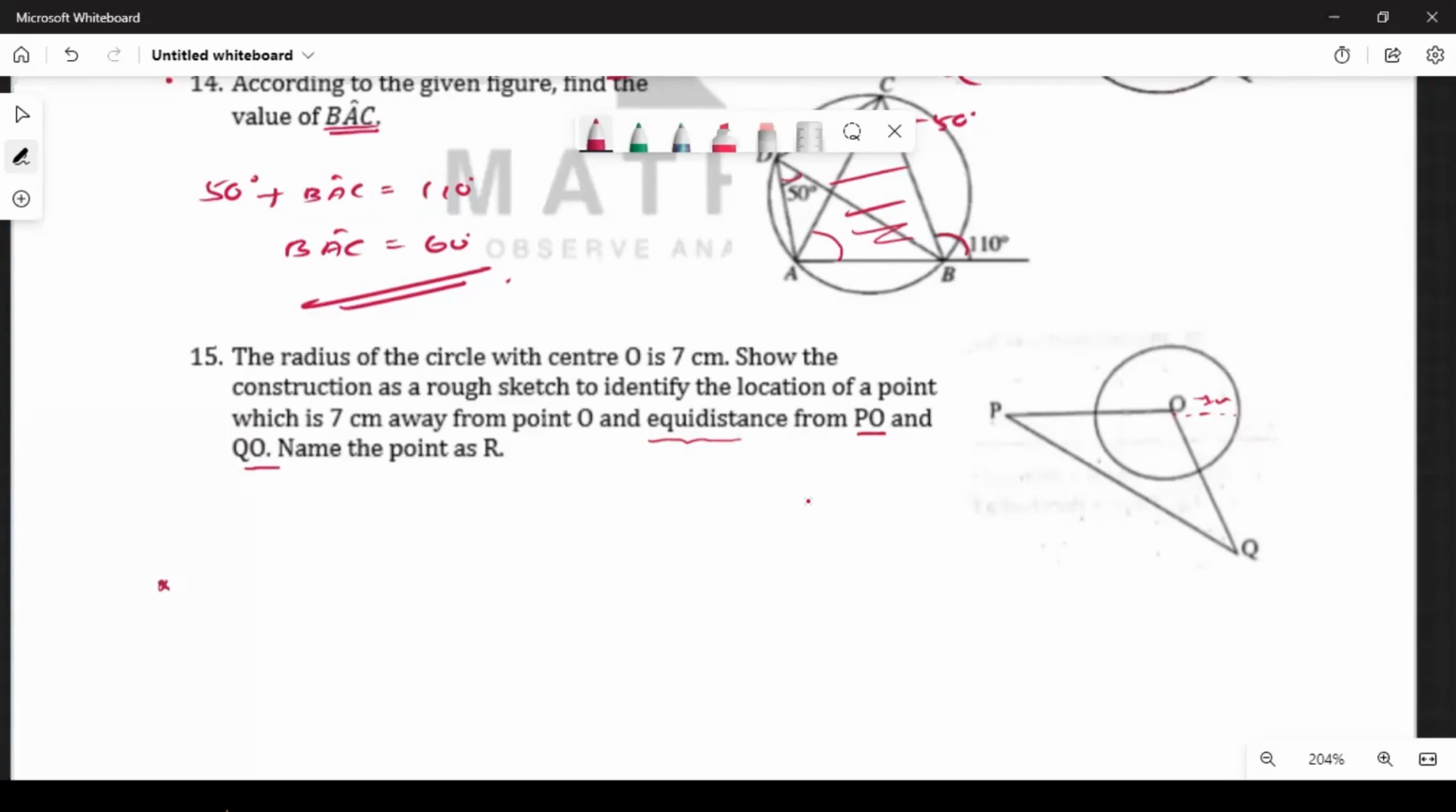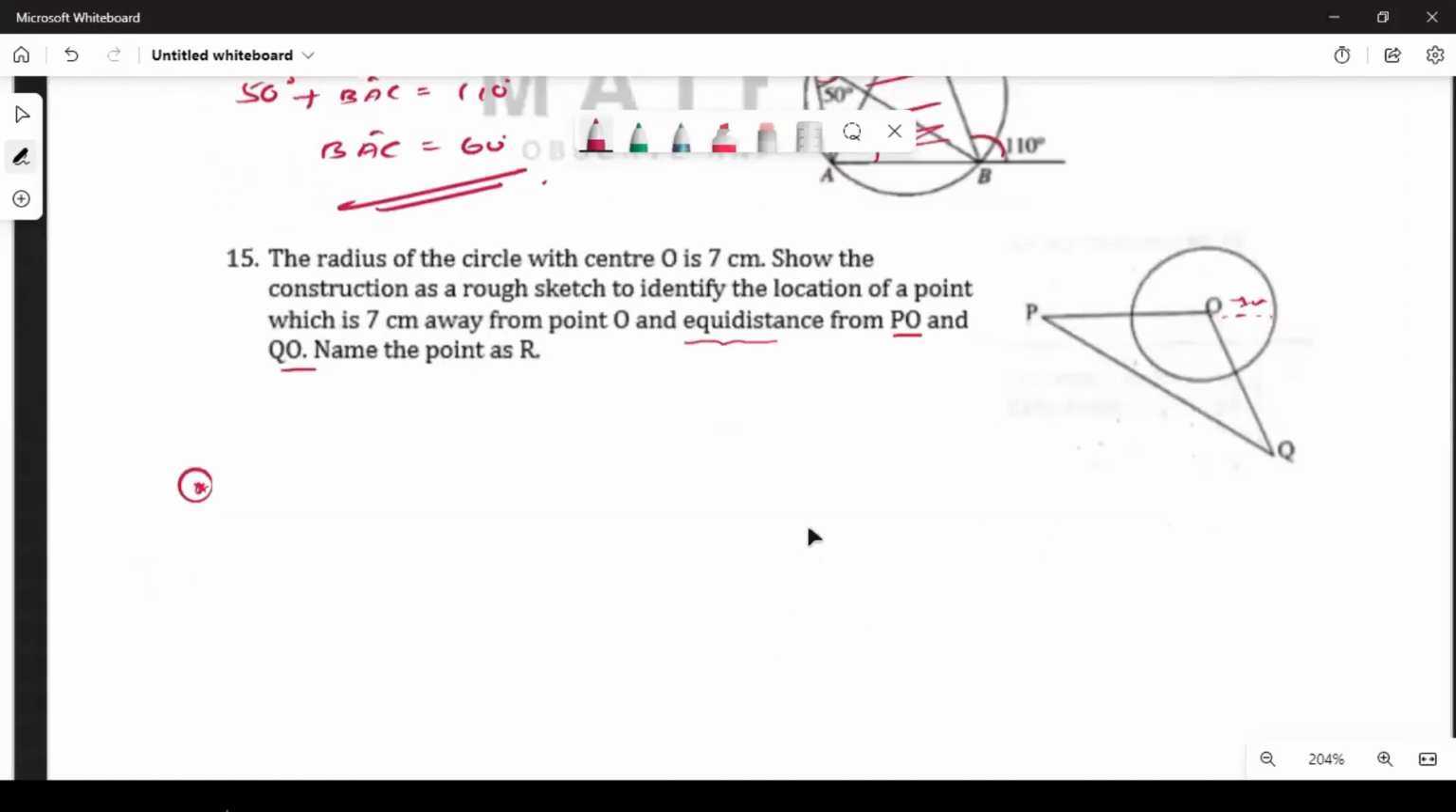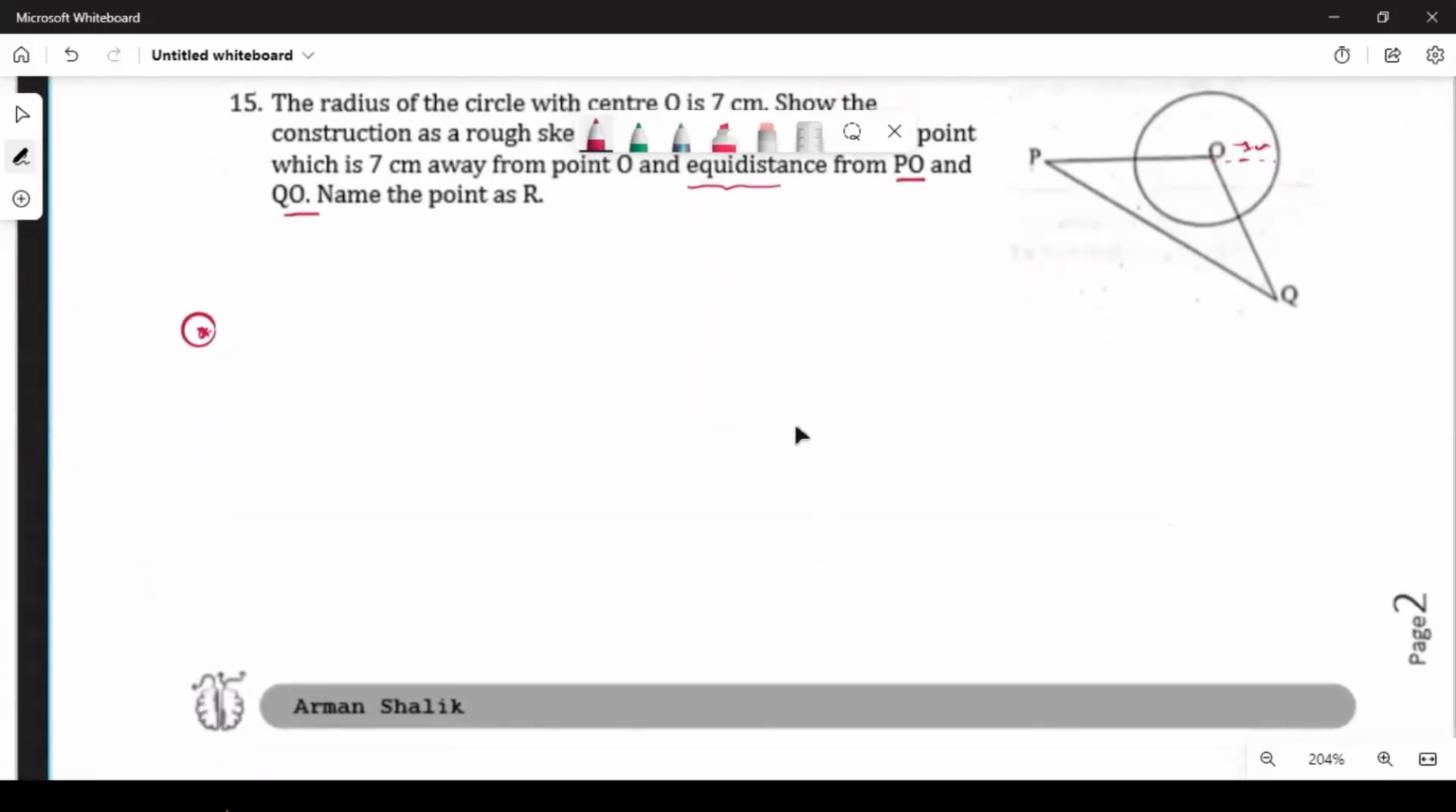Now here's the theory part. The locus of the points which are at equal distance from 2 points will be the perpendicular bisector of that straight line segment. Perpendicular bisector, okay? Assume this is a perpendicular bisector. This is the locus of the points which are at equal distance from 2 points.